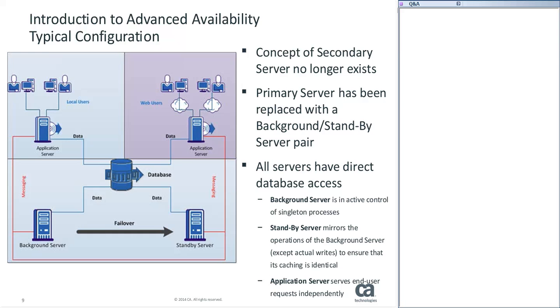And we have a diagram here showing another view of a configuration with the users. You've got users connecting to the application servers, and that's routing to the database. And then the background server, the users are not accessing the background server. It's just handling the singleton processes.